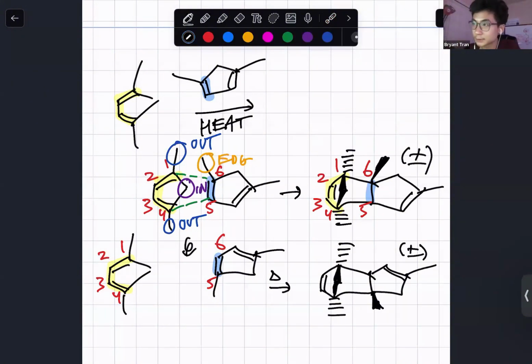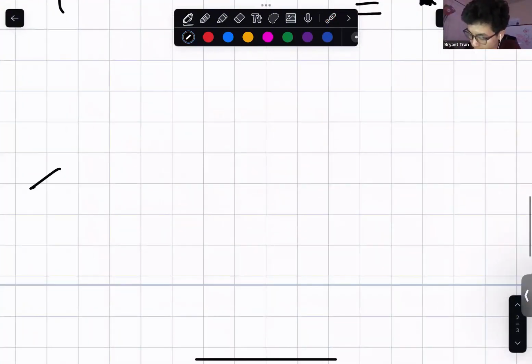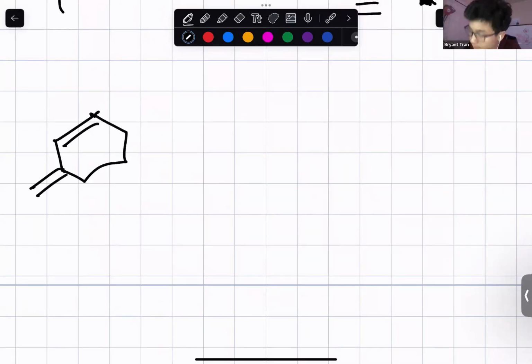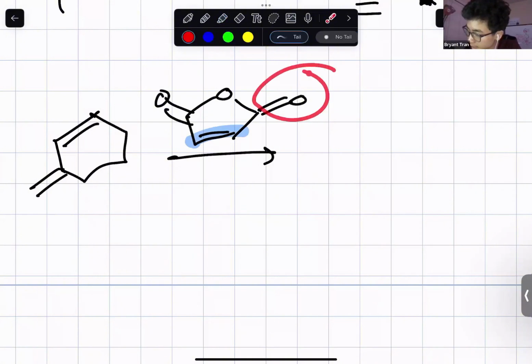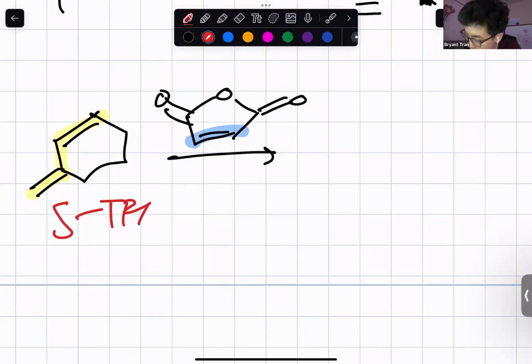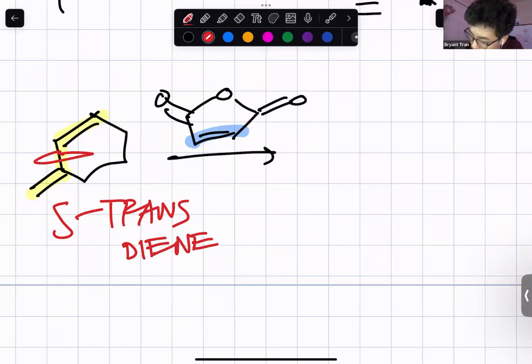Okay, let's move up to the last one, which is this one right here. So we have a very clear dienophile with 2 strong EWGs, which is this one right here. And we do have a diene here, but this diene is an S-trans diene, and we cannot rotate that single bond to make it an S-cis diene.